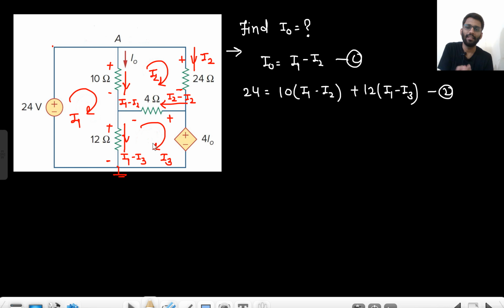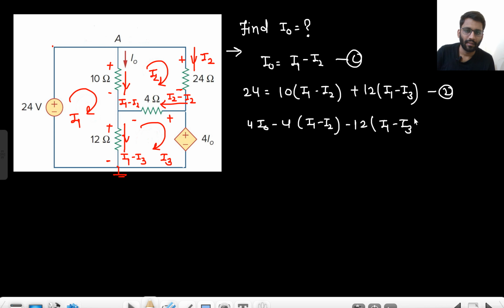Now let's see equation 3. So we are working like this. So I can work from here to here. So 4 i0 minus, I am working in loop 3. Okay, so from here to here, this is 4 i0 minus 4 (i1 minus i2) minus 12 (i1 minus i3) equals to 0, or I can write it like this, right?